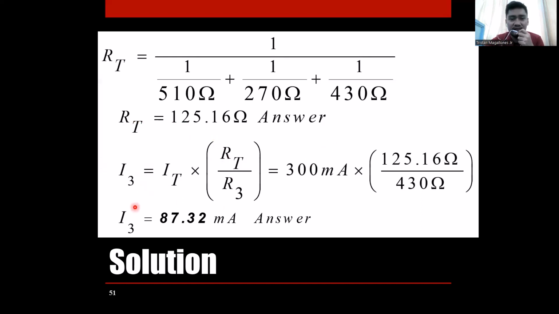So to get I3, that's just IT multiplied by RT over R3. We know IT, we know RT, and we also know R3, which is 430 ohms. So that is 300 milliamperes multiplied by 125.16 ohms over 430 ohms. So you can get I3 to be equal to 87.32 milliamperes.